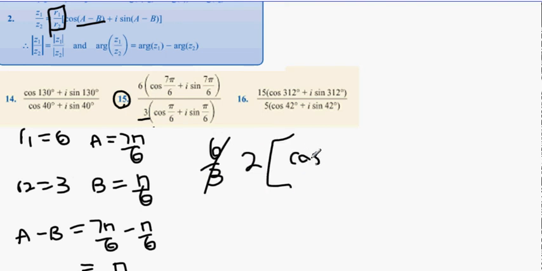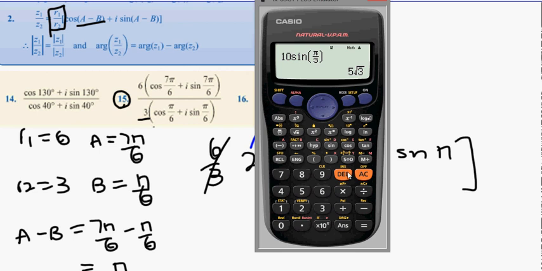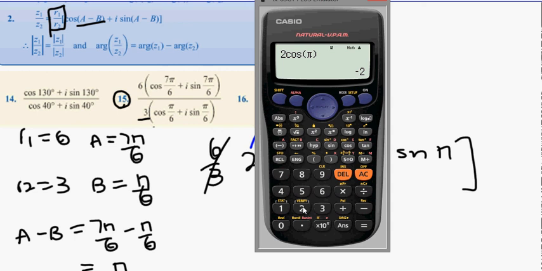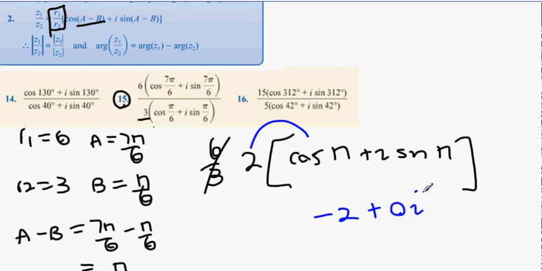Now we're going to have cos A minus B, which is cos pi plus i sine pi. And 2 cos pi, once again it's in radians, so 2 cos pi, and what we get there is minus 2. And 2 i sine pi, so just 2 sine pi, and we get 0. So it's minus 2 plus 0i, which just means 15 is just going to be minus 2 plus 0i.